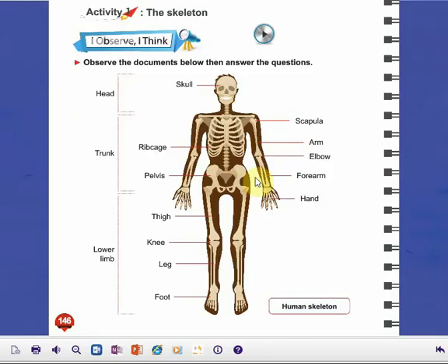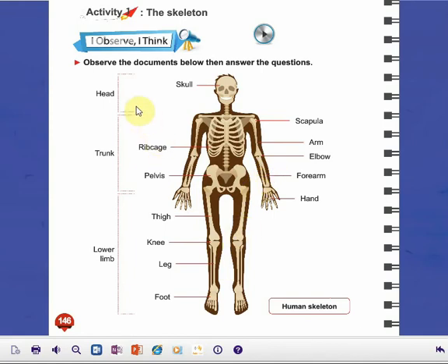Now let's look at this figure. This is the skeleton. So the set of bones is called the skeleton. The skeleton, or our body as you know from grade 3, is made up of 3 main parts: the head, the trunk, and the limbs. Not only the lower limb, the limbs, which are the upper limbs and the lower limbs. Okay? These are the upper limbs, and the lower limbs.